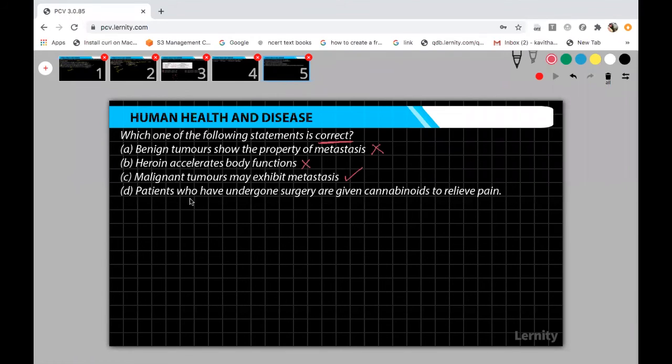So it is correct. And the last option, patients who have undergone surgery are given cannabinoids to relieve the pain. Yes, cannabinoid derivatives, right? Cannabinoids, no. Cannabinoids will cause hallucination. Hallucinogenic compounds will not be given for relieving pain. So the correct one is option C. Okay, fine. Now I will give you the next 5 questions.